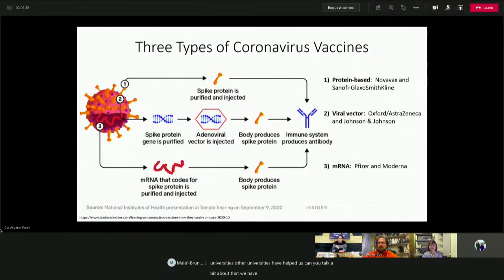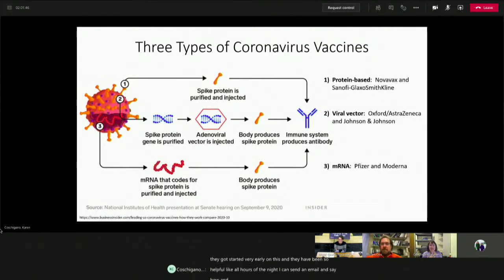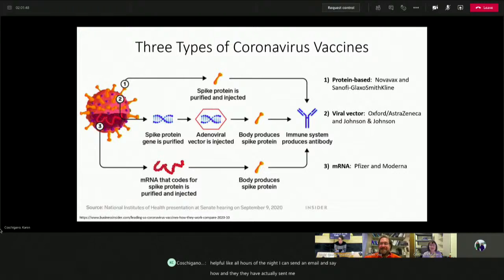We have 1 minute. I want to give a shout out to Colorado State University. The people there have been phenomenal. They got started very early on this, and they have been so helpful. All hours of the night, I can send an email and say, help. And they have actually sent me reagents. They've been phenomenal.